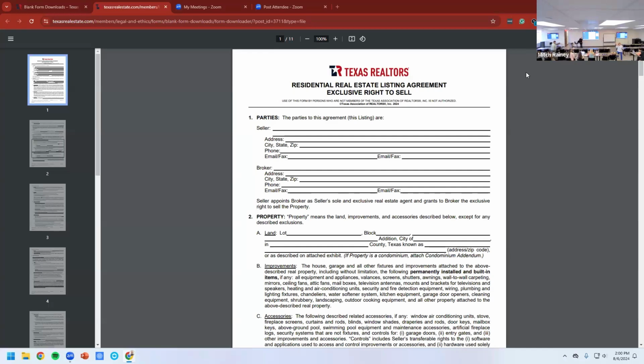Right, so we're going to talk about the new TAR forms. They've all been updated. They're on our website. They're on Dotloop, DocuSign, Zip Forms. They've all been there for a little while. Where I like to go is to TAR.